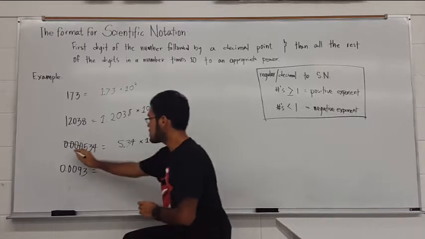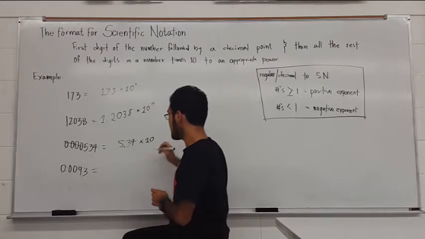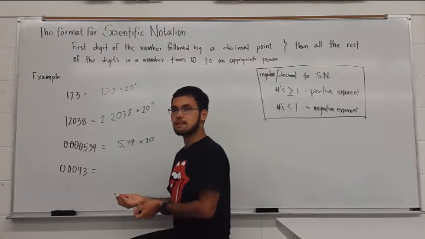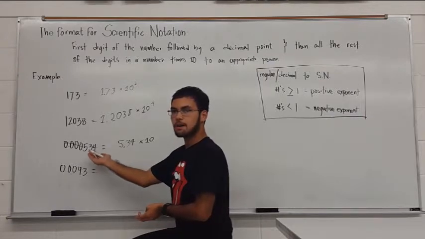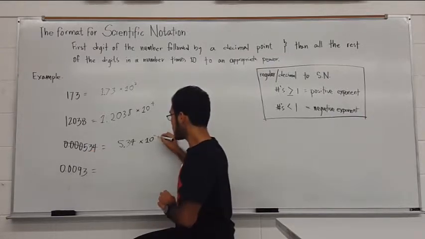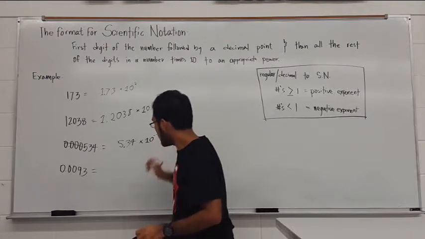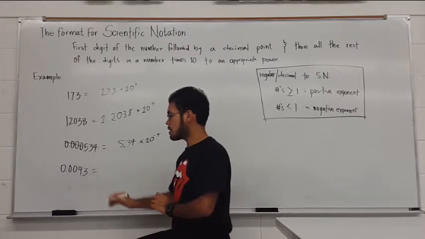It took us 1, 2, 3, 4 spaces. But is that a positive or negative form? Well, since this number is less than 1, that is a negative form, according to our rules up there. And our final number is 0.0093.